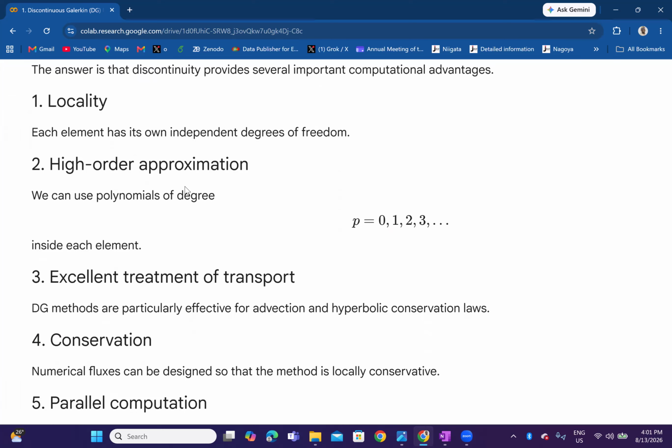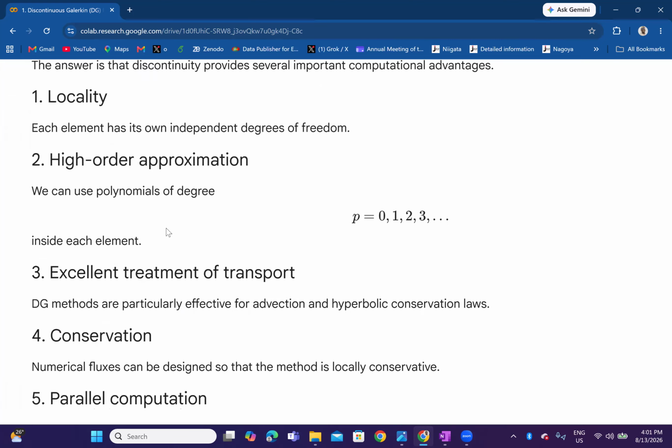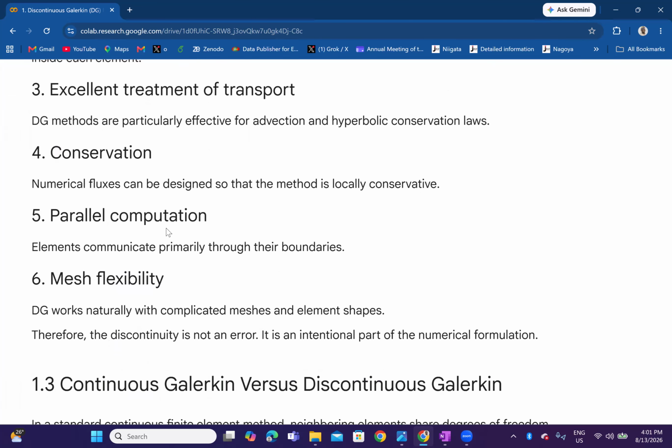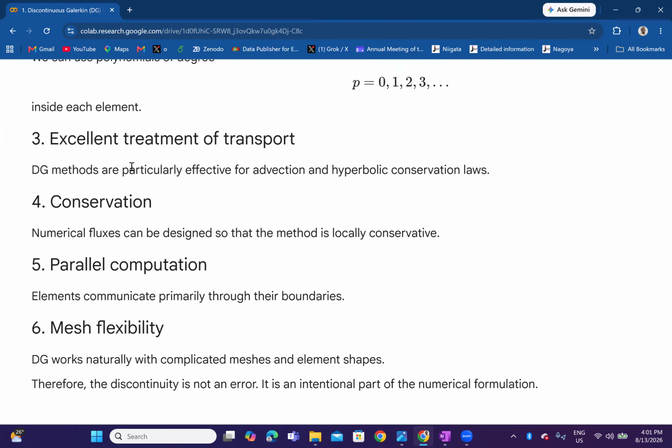So number two, we can have higher order approximation. We can use polynomials of degree 0, 1, 2, 3, and so on inside each element. For each element, you can use different polynomial degrees. Then excellent treatment of transport. Discontinuous Galerkin methods are particularly effective for advection and hyperbolic conservation laws. So that's the idea of transportation there.